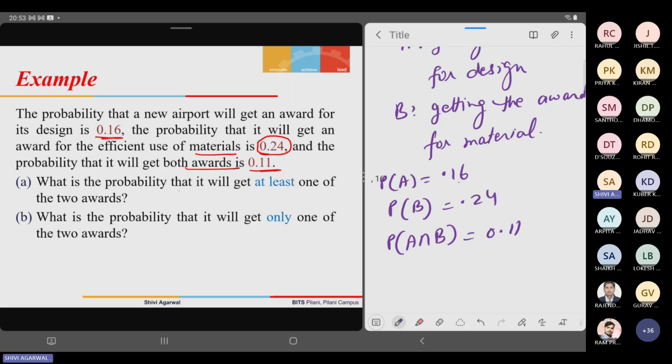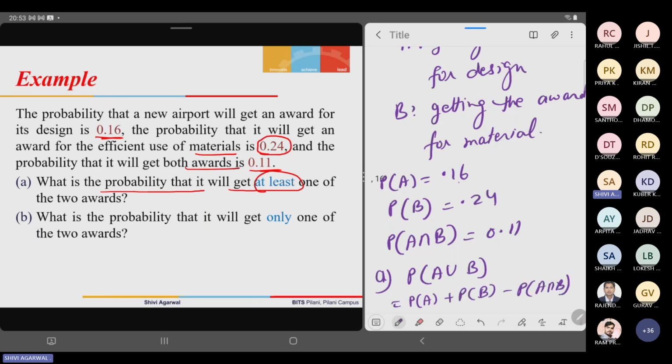Now what are they asking? What is the probability that it will get at least one of the two awards? At least one means at least A or B. I am just telling you the formula only. By formula, it is probability of A plus probability of B minus probability of A intersection B. Plug in the values and you will get the answer.